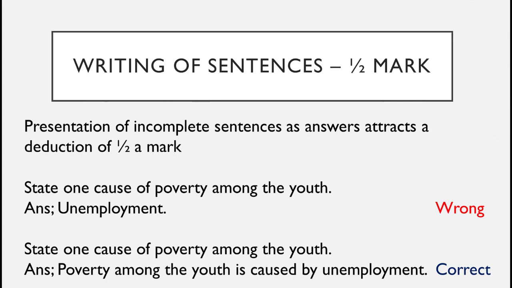What you need to do is to start your sentence with a noun. That is, poverty among the youth is caused by unemployment. After presenting your answer in this manner, you can decide to write your subsequent points this way: It is caused by uncontrolled betting. This way, you've made the examiner aware in the first point what you were talking about, and so the others could be represented by replacing the noun that starts the sentence with a pronoun.